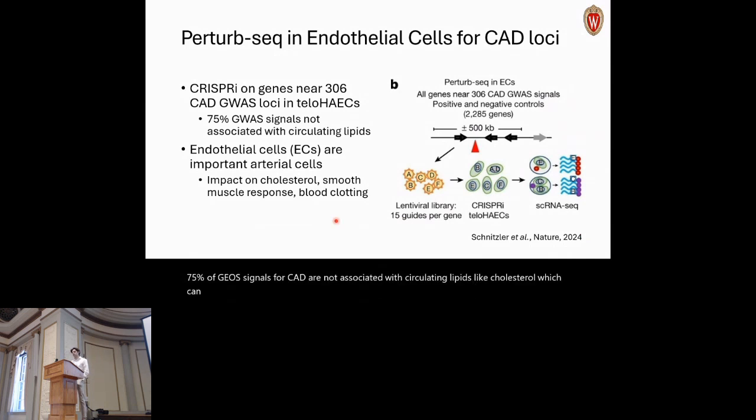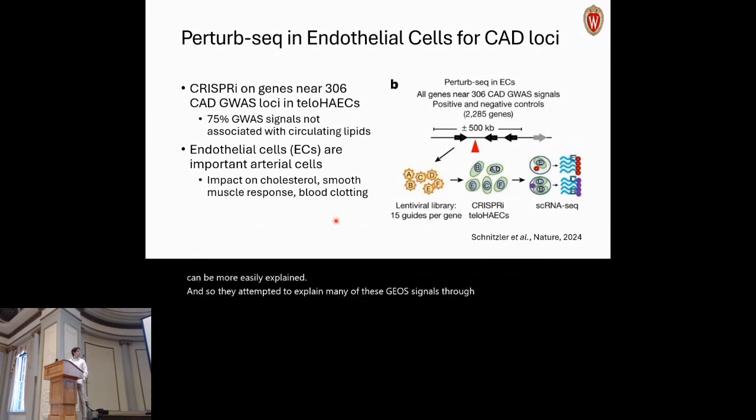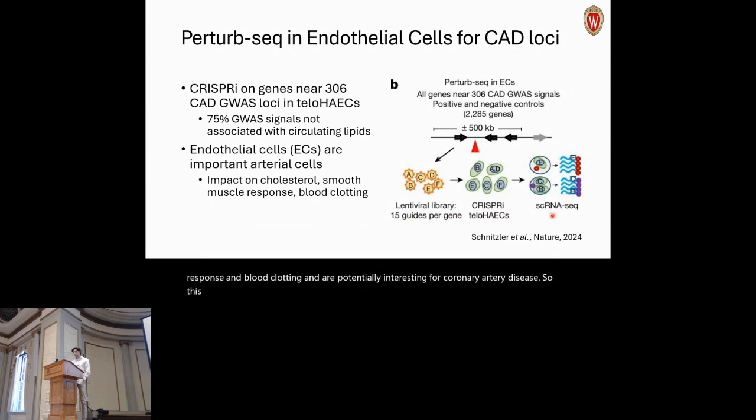be more easily explained. And so they attempted to explain many of these GWAS signals through using endothelial cells because they're important arterial cells which have an impact on cholesterol, smooth muscle response, and blood clotting, and are potentially interesting for coronary artery disease. So this is their study.